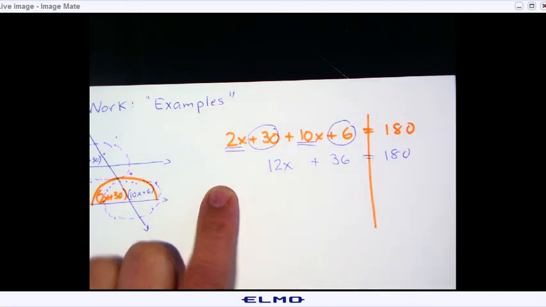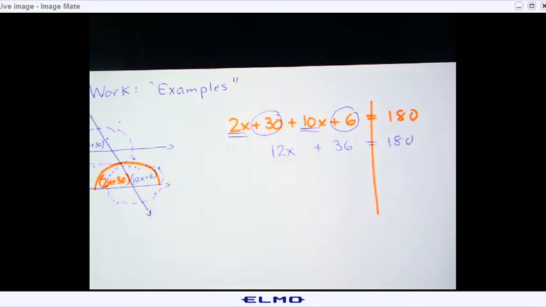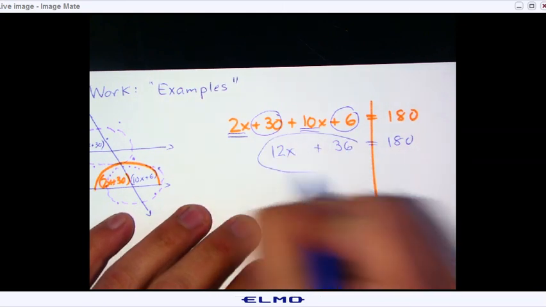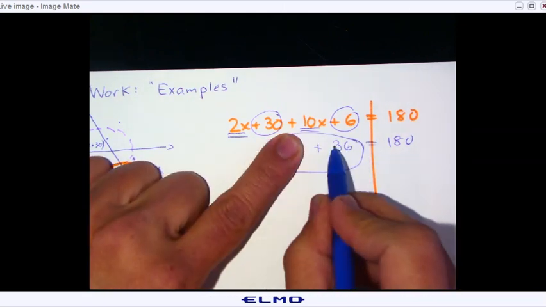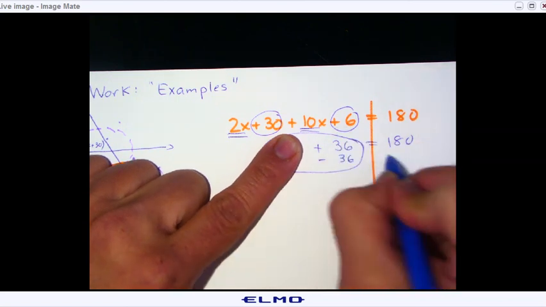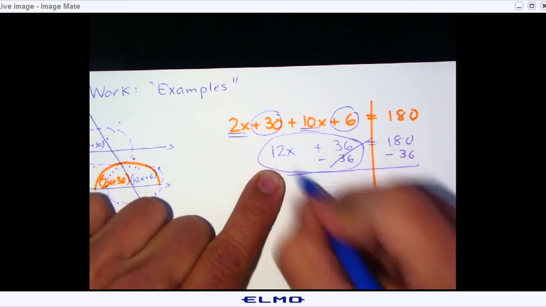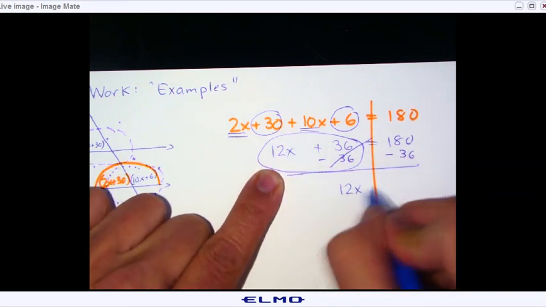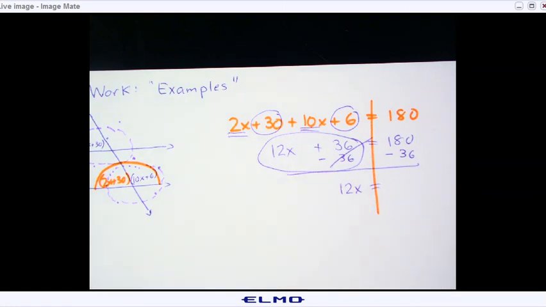Now we're doing all the work that we did, right? So now what do we do? We can't divide yet because I can't solve for x yet. I need to get rid of the 36, so I have to add a negative 36 to both sides. Now the 12x comes down. And what's 180 take away 36? Well, I don't have my calculator, so let's check it out.